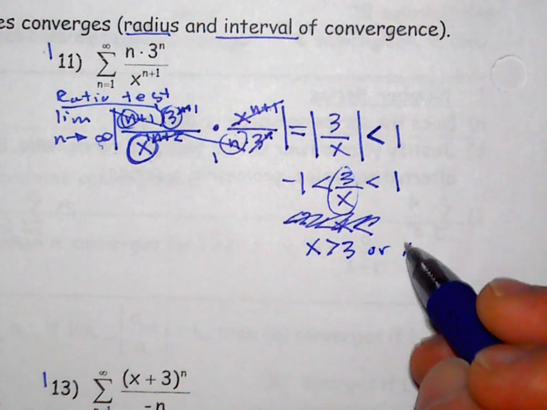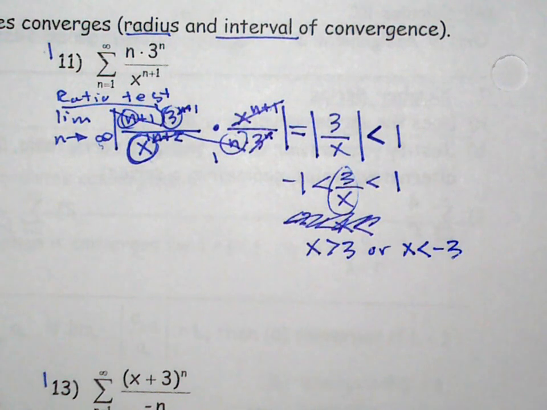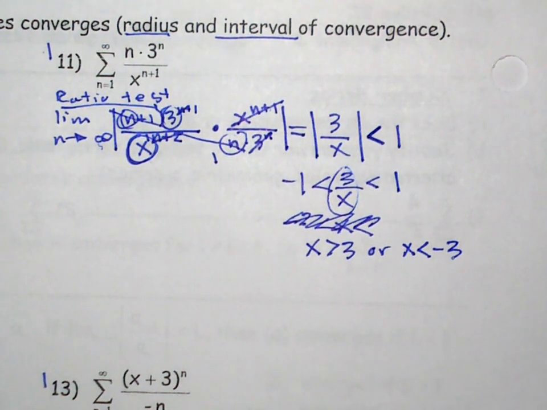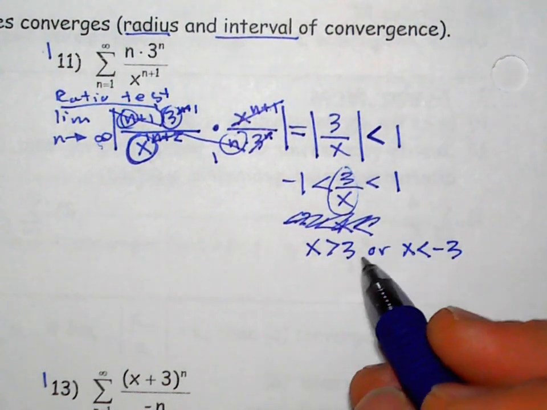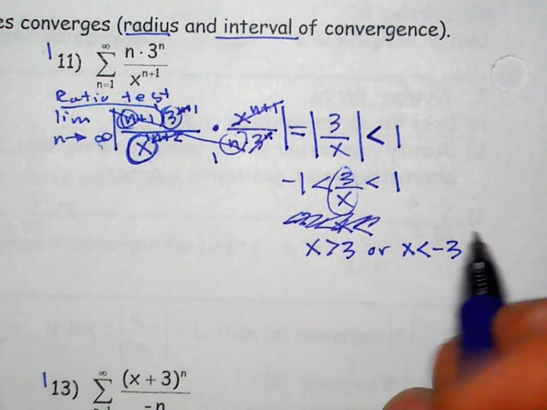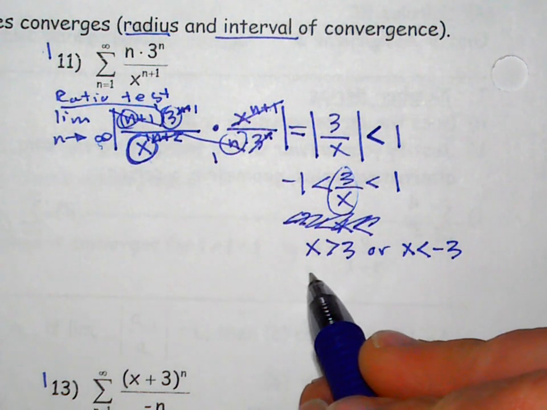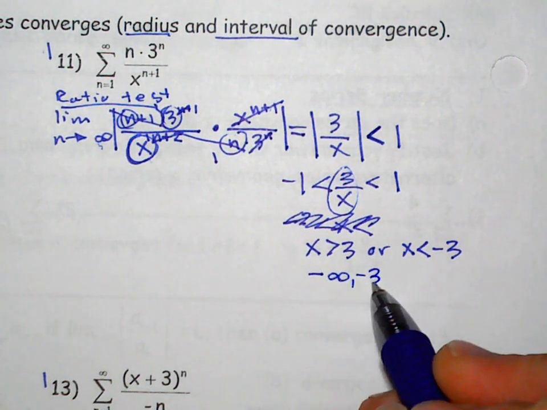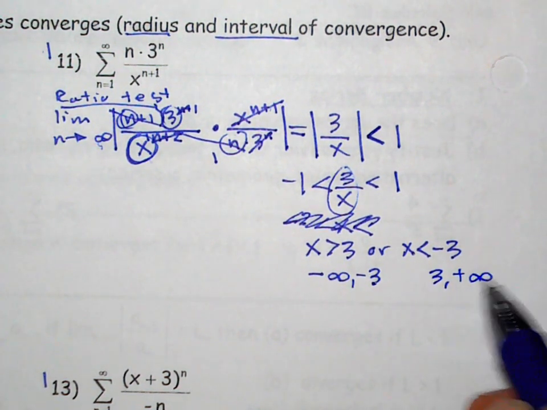Or x is less than -3. And it's "or" because you're getting these two separate solutions. So this is kind of an interesting one just right now for the algebra. Instead of getting a single interval, kind of like in the middle or something, our answer is negative infinity to -3 and 3 to positive infinity.